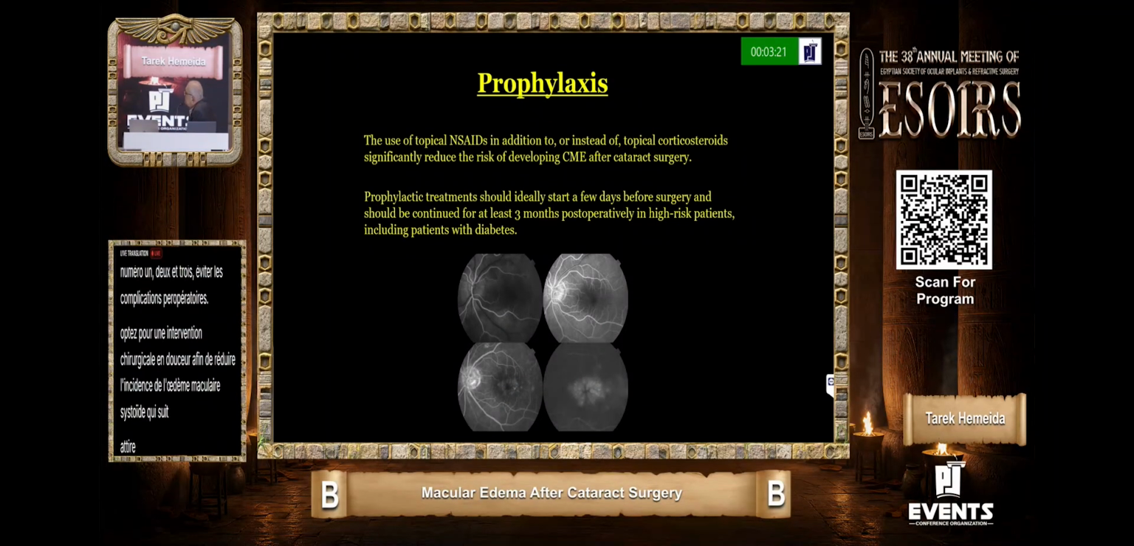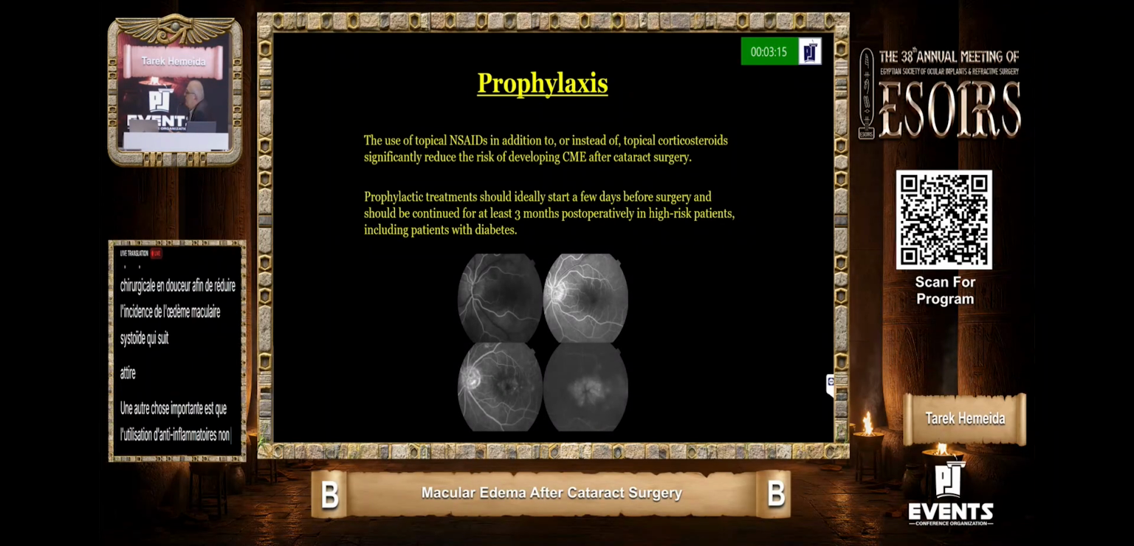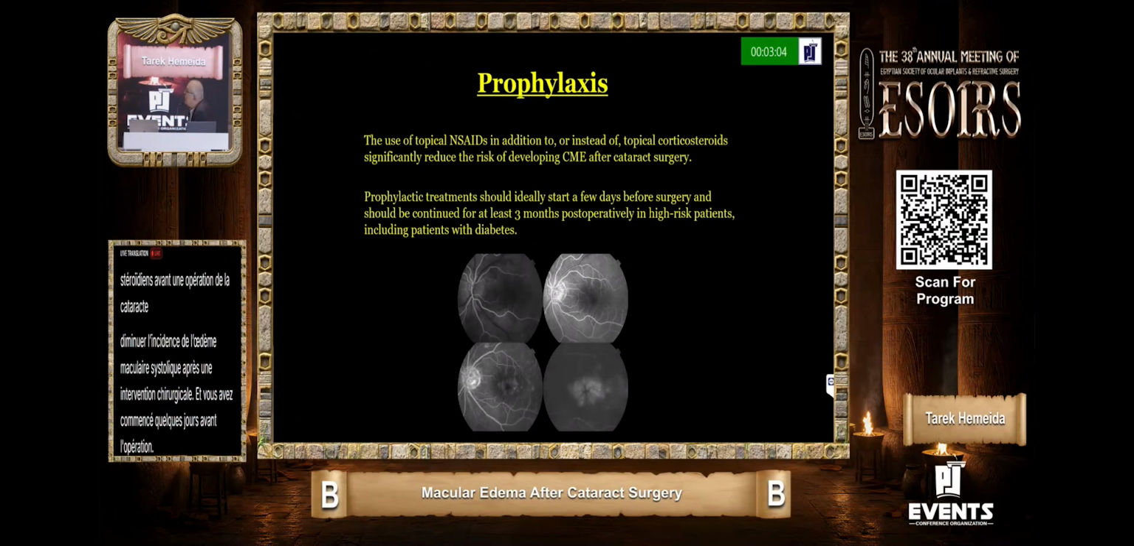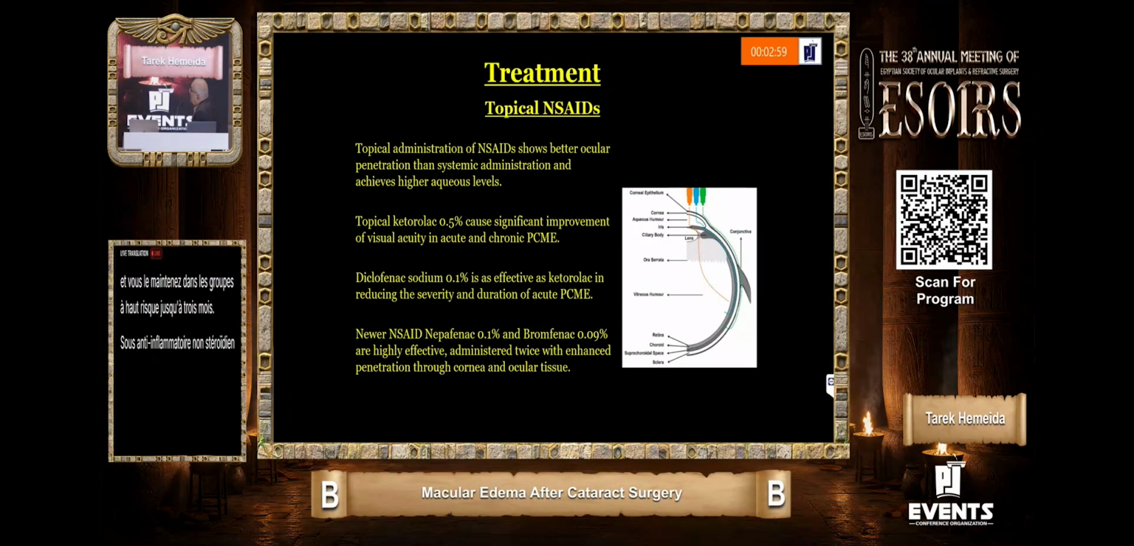Another important thing is that the use of non-steroidal anti-inflammatory drugs prior to cataract surgery decreases the incidence of cystoid macular edema following surgery. You start it a few days before surgery, and you maintain it in high-risk groups up to 3 months on non-steroidal anti-inflammatory drugs. And the first line of treatment is the topical non-steroidal anti-inflammatory drugs.